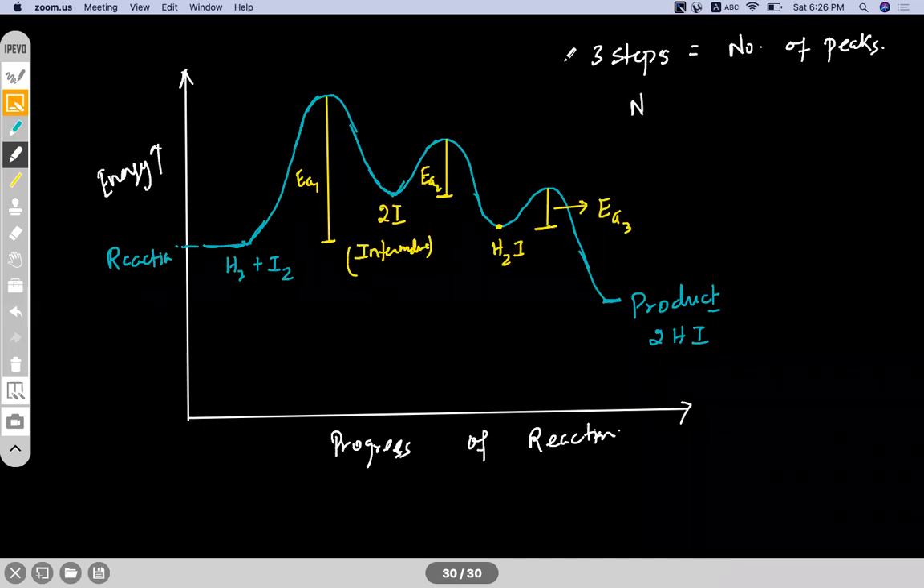Number of intermediates that form is 2, and that will be equal to the number of peaks minus 1, or we can also say the number of steps minus 1. N number of steps we have, so n minus 1 intermediates we will get. N number of peaks, n minus 1 intermediates you'll get.